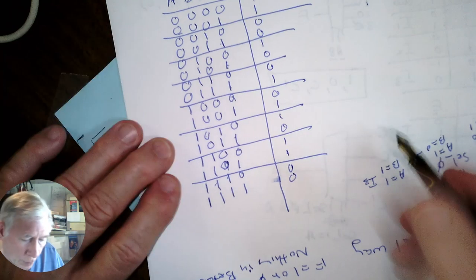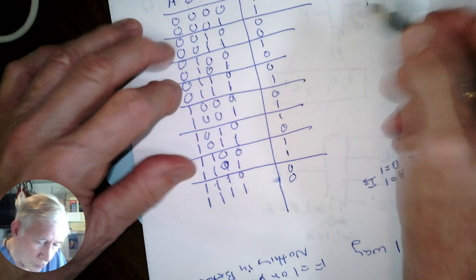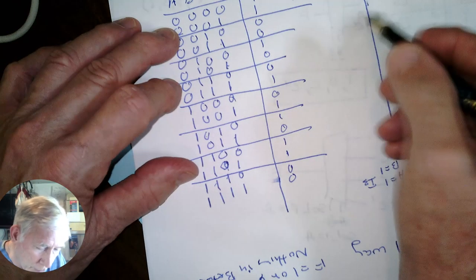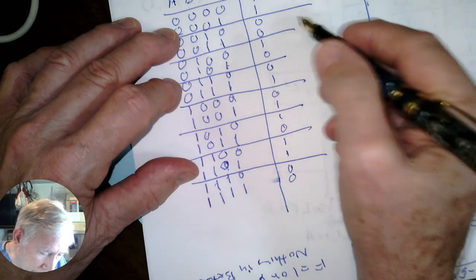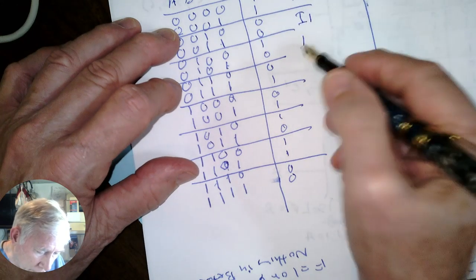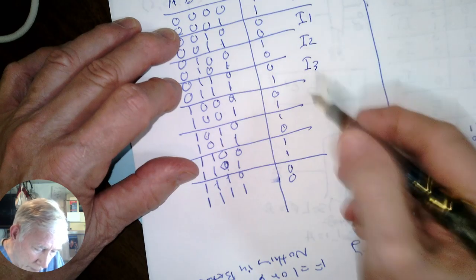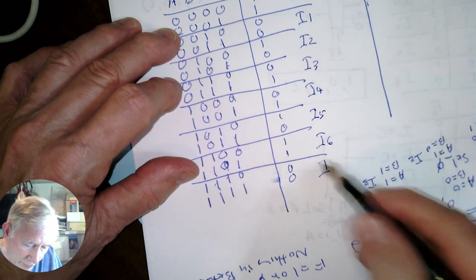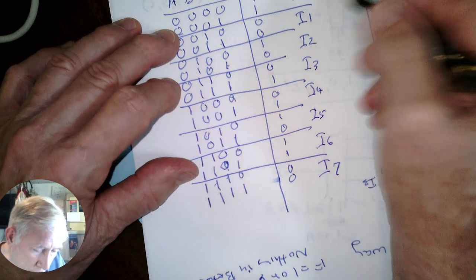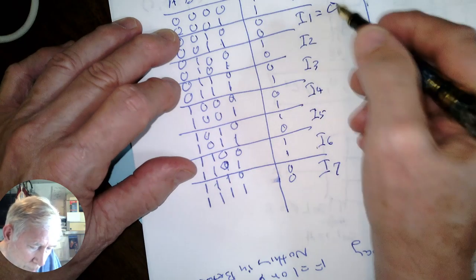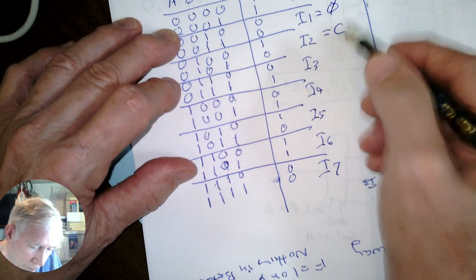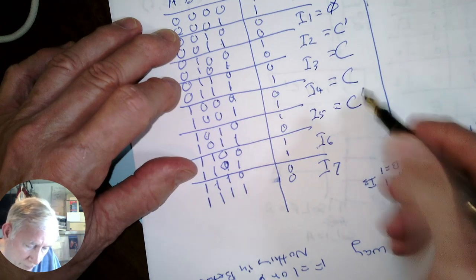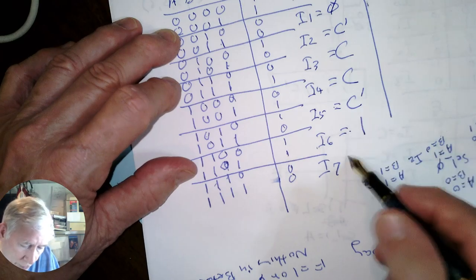Something like that. Okay, so here we have a multiplexer. It has 8 inputs: I0, I1, I2, I3, I4, I5, I6, and I7. I0 is going to be equal to 1. I1 is going to be equal to 0. I2 is going to be equal to C prime. I3 is going to be equal to C. I4 is going to be C. I5 is going to be C prime, I6 is going to be 1, and I7 is going to be 0.